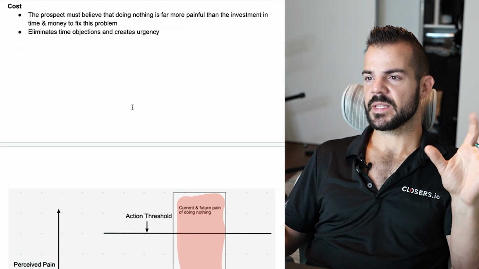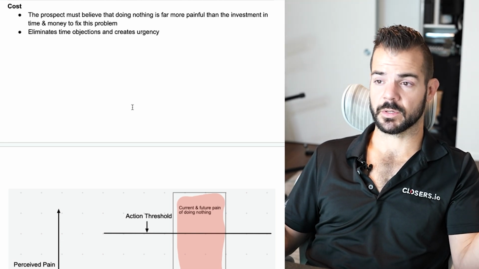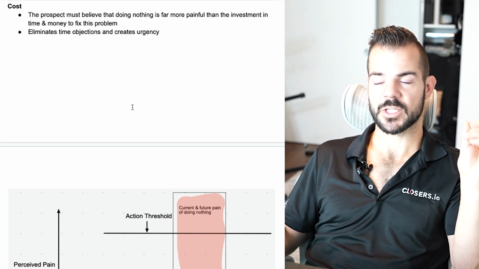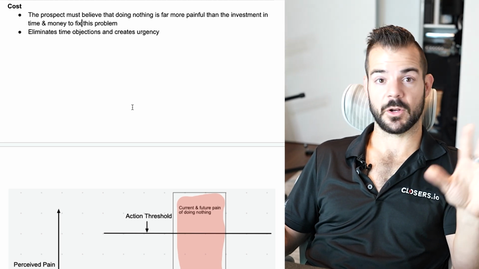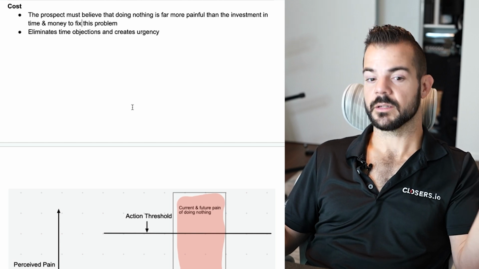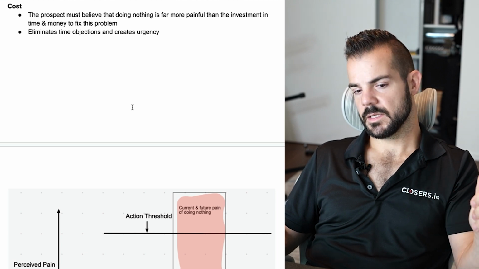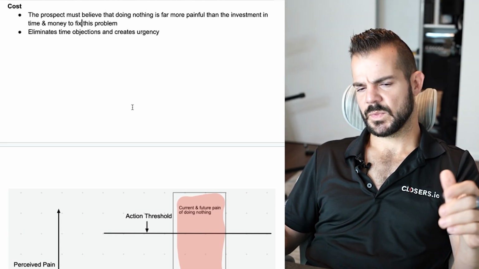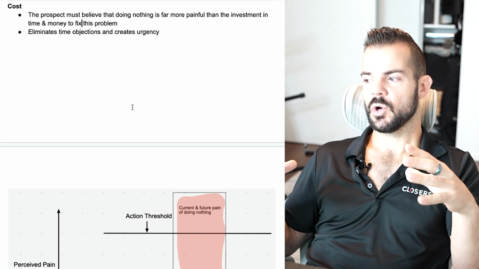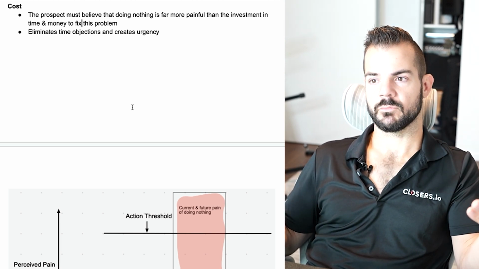The prospect must believe that doing nothing is far more painful than the investment in the form of time, money, energy, reputation, etc., to fix the problem, okay? This eliminates time objections and creates urgency. So pain: if they don't have pain, you get the objection where they don't want it, they don't see how it can help them. Doubt: you get the objection, "I'm just going to do it myself." Cost: you get the objection, "Hey, let's circle back in 3 months. Let me think about it next week, send me something." It's always uncertainty-based objections or time-based objections or lack of urgency, right?